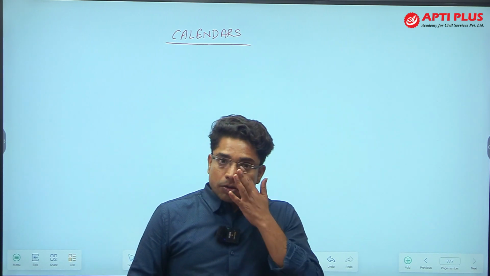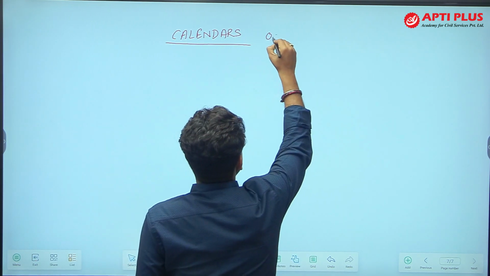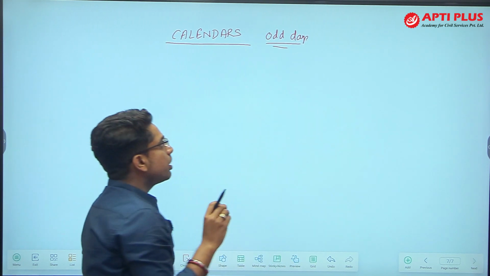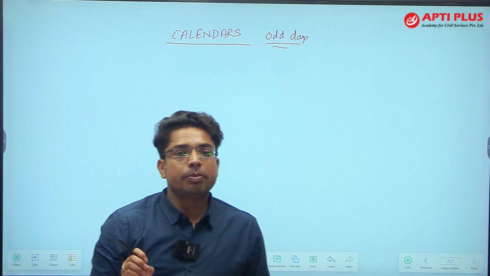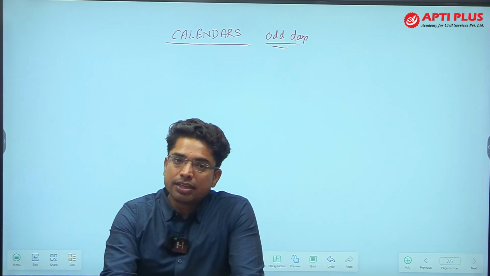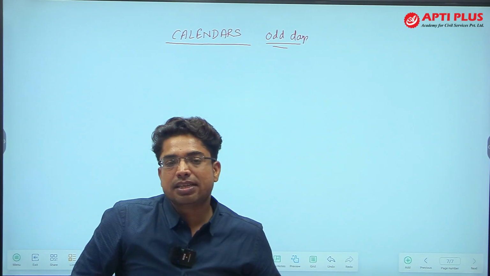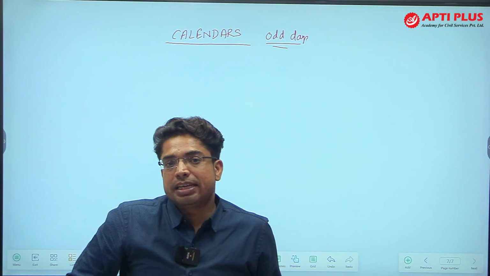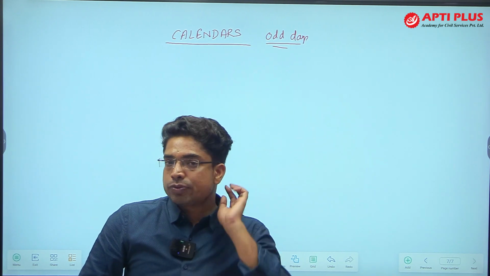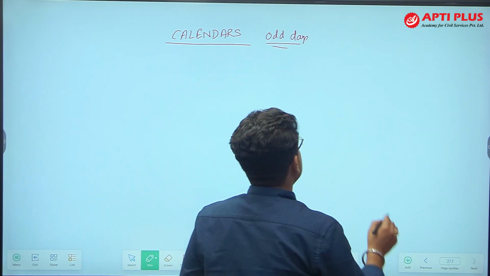So, when we talk about calendars, we talk about the concept of odd days. Now, what does odd day mean? Odd day means a day that could not become part of a week. Now, what does that mean? For example, if I say that in 15 days, how many weeks are there? So, we will say in 15 days, 7 plus 7, total 14 days would make 2 weeks. So, one extra day will be left.